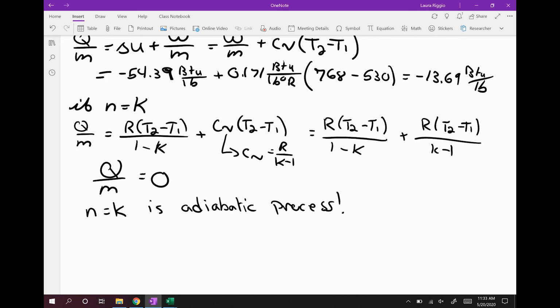So that's actually it for chapter 3. In our next lecture, we will start chapter 4, which brings in the concept of open systems or control volumes, whereas everything we have done up until this point has been on a closed system.